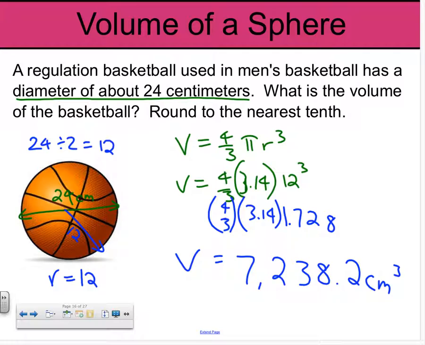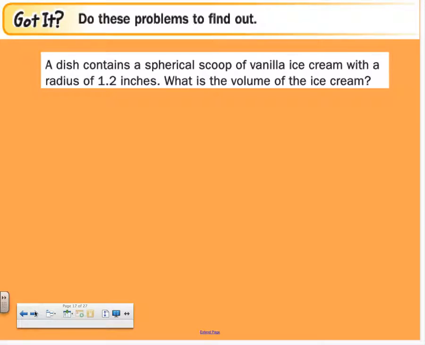So there you go. There's 2 examples of simply taking the small extra step of discovering what the radius is when they give you the diameter. Go ahead and try this next one. It is at the top of page 607.